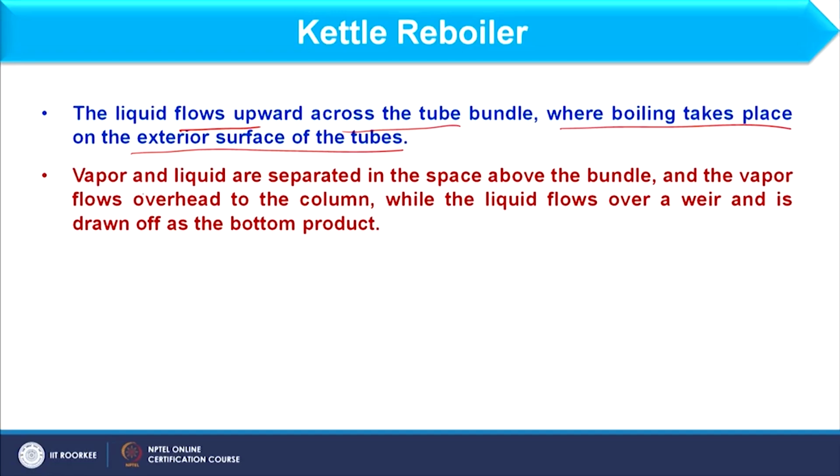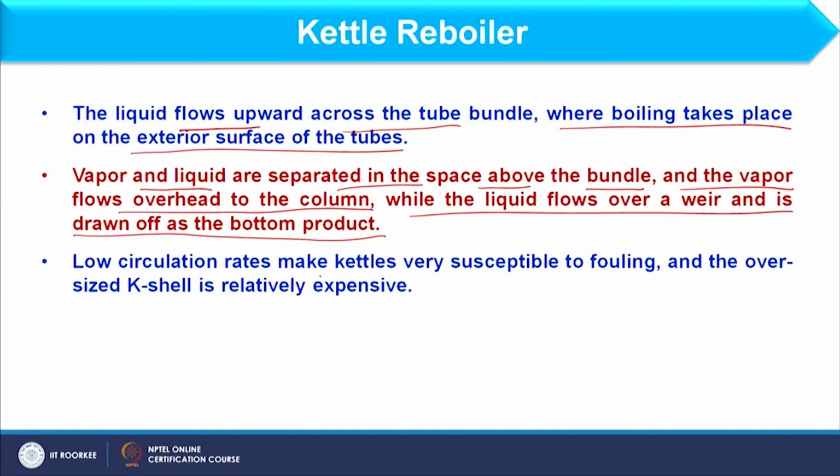Further, we can see that vapor and liquid are separated in the space above the bundle, and vapor flows overhead to the column while liquid flows over a weir and is drawn off as bottom product. So, the bottom product of the distillation column is collected from the kettle reboiler, not the column. Low circulation of kettle reboilers makes them more susceptible to fouling, and the oversized K shell gives a higher cost to such reboilers in comparison to thermosiphon and forced circulation.